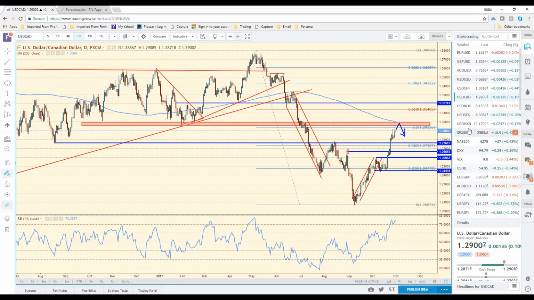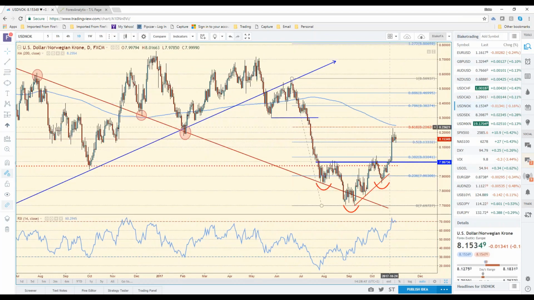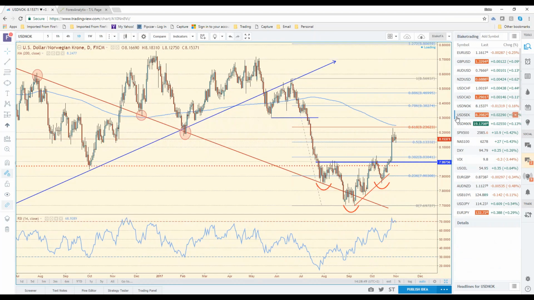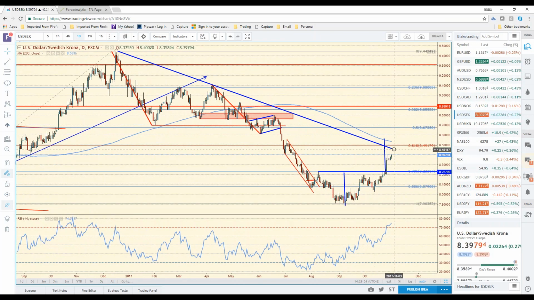So here's the US dollar Norwegian krona. We're still struggling at the 618 retracement, but holding on most of our gains. US dollar Swedish krona, strong. We're almost at trend highs here. The inverted head and shoulder pattern completes just above the 200-day moving average, but we have a downsloping trend line that comes into play here very shortly as well. That's something to pay attention to.